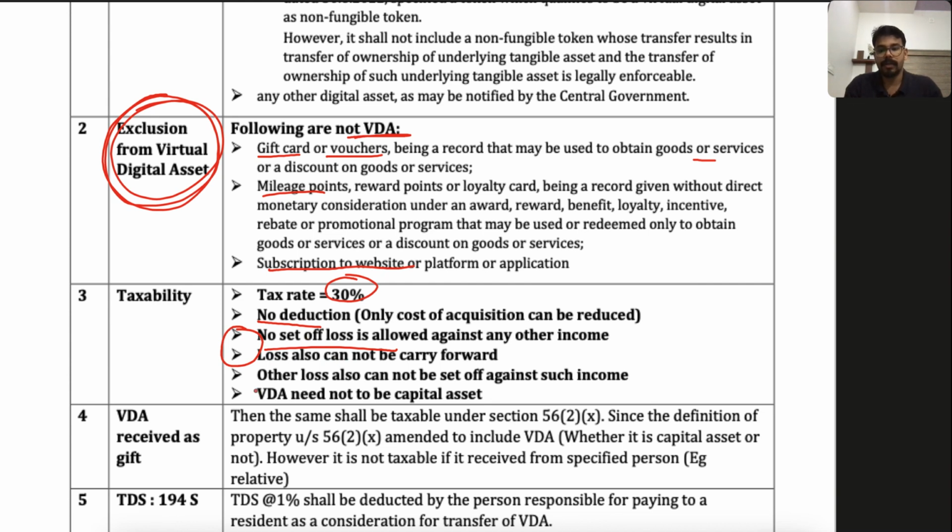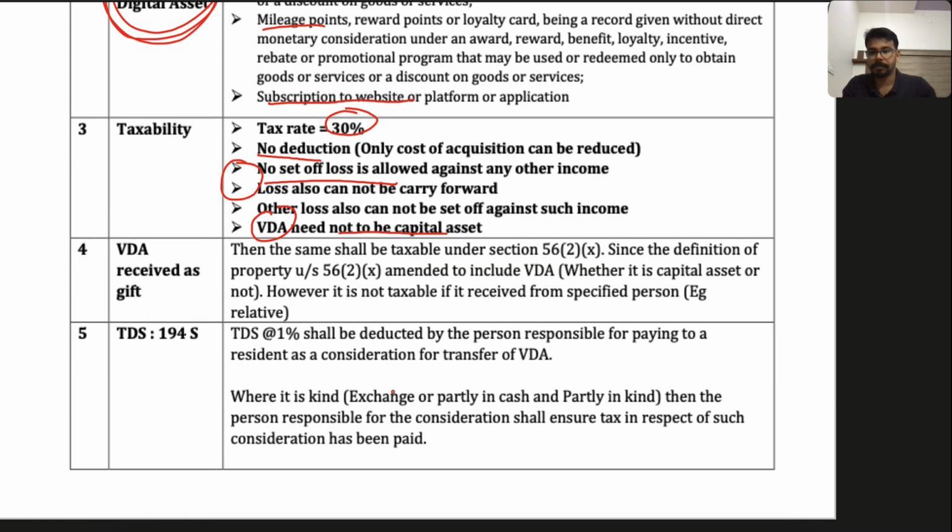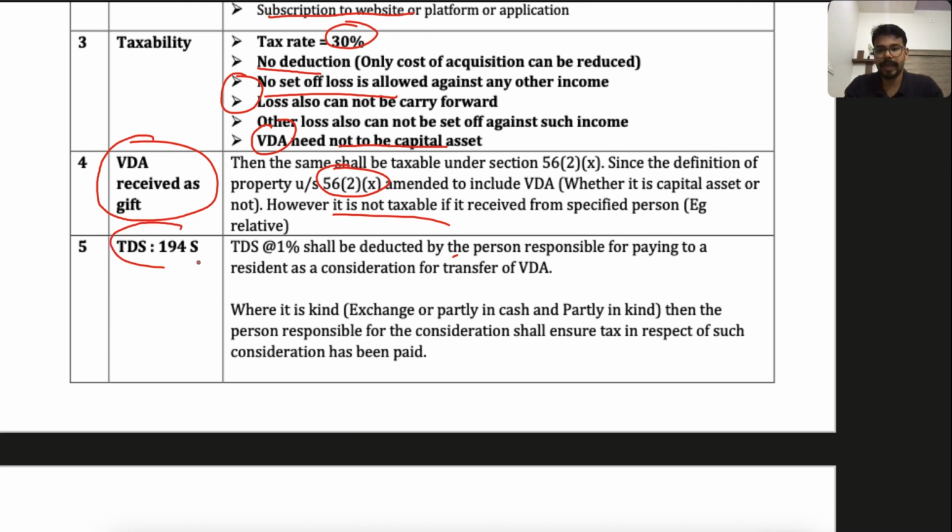Then the next one is VDA need not be a capital asset. To tax this VDA, it may not be a capital asset, it can be anything. So VDA received as a gift. In the capital asset definition 56(2)(x), it includes this VDA also, virtual digital assets. So even if it's received as a gift, it is still taxable. But it's not taxable if it is received from a relative, that we have discussed under 56(2)(x), right? Then TDS under 194S is also coming for this VDA at 1%.